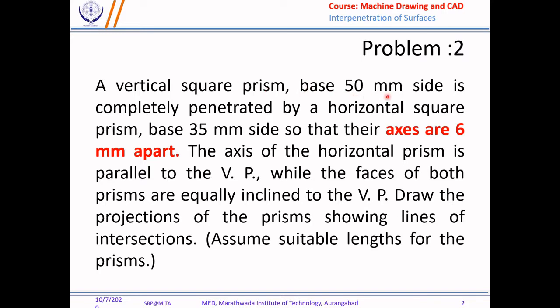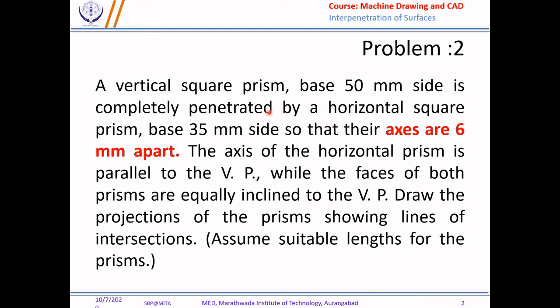A square prism, base 50 mm side, is completely penetrated by a horizontal square prism, base 35 mm side, so that their axes are 6 mm apart. The axis of the horizontal prism is parallel to the vertical plane, while the faces of both the prisms are equally inclined to the vertical plane. Draw the projections of the prisms showing the lines of intersection. Assume a suitable length for the prism.